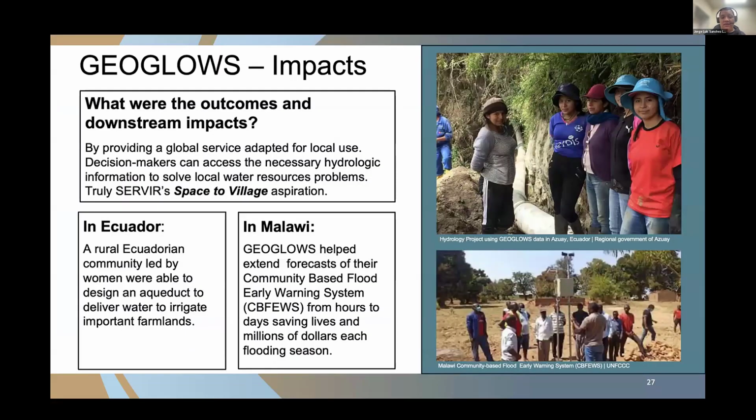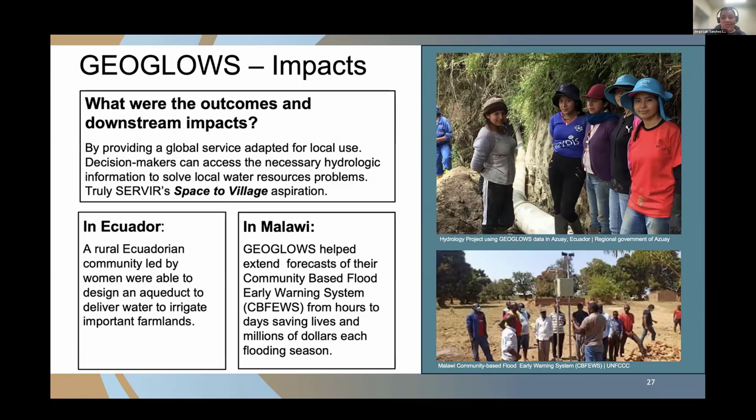So by providing this global service adapted for local use, decision makers can access the necessary hydrologic information to solve local water resources problems. That's the main objective of the service, that goes from space to village.